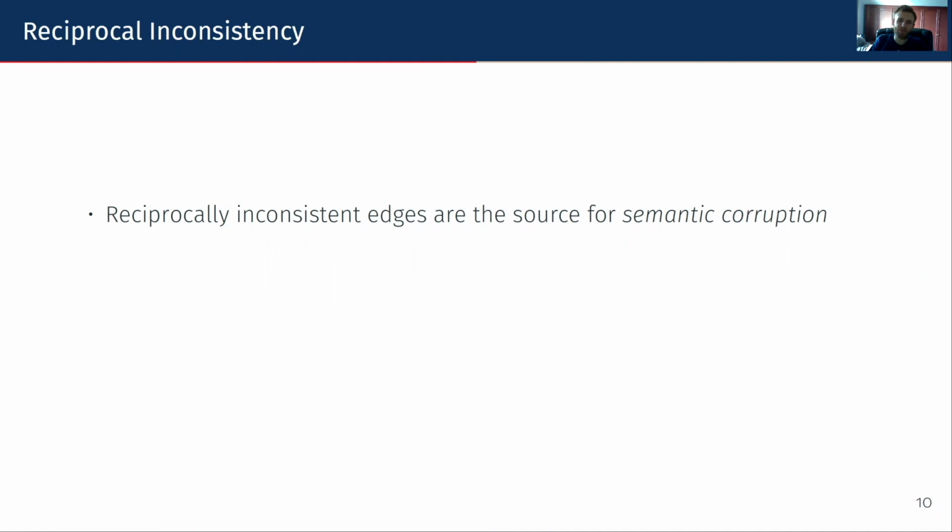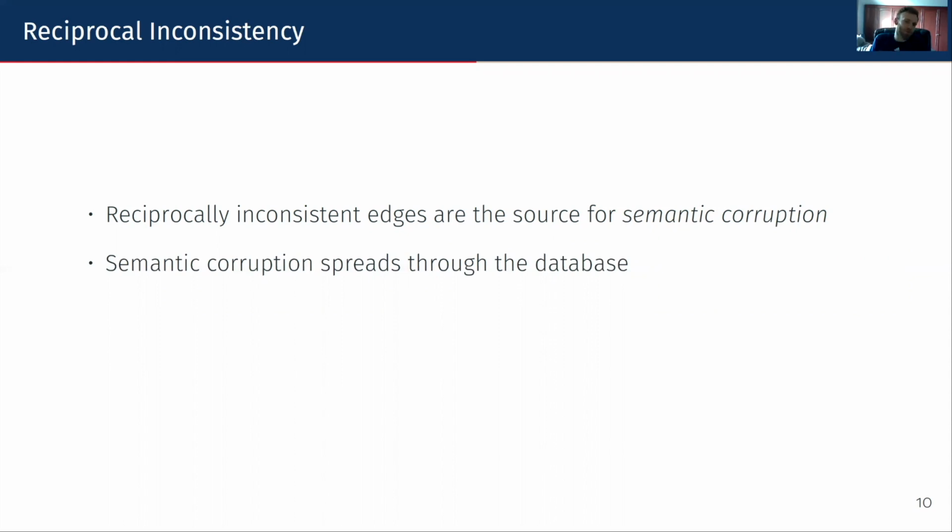Many real-world graphs are scale-free. That is, their degree distribution follows a power law. Because of this, semantic corruption spreads alarmingly fast. Therefore, it is imperative that reciprocal consistency is preserved to prevent this phenomenon.